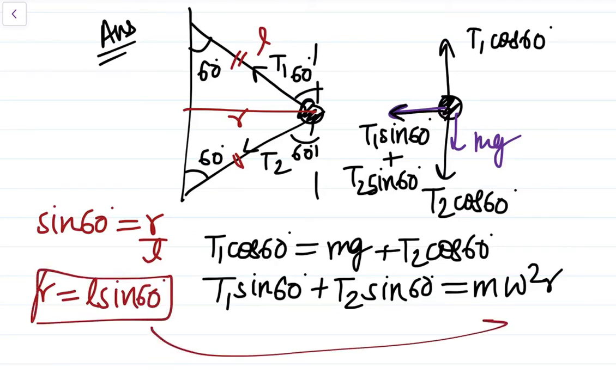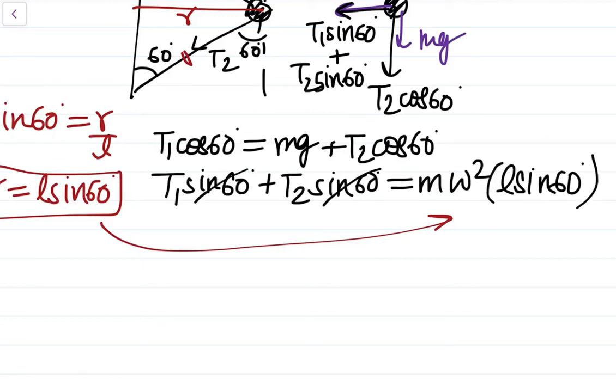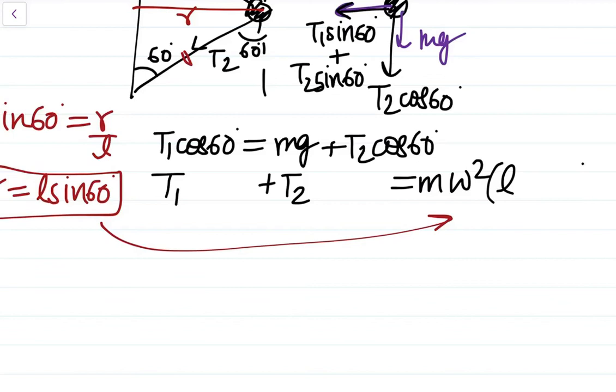Alright friends, we can substitute it here. L sin 60. Wait, I'm just substituting it here. It will be L sin 60. So all sin 60 here will cancel out because we will take them as common. Okay, so we are only left with these two equations. T1 cos 60 is equal to mg plus T2 cos 60, and the other is T1 plus T2 is equal to m omega squared L.